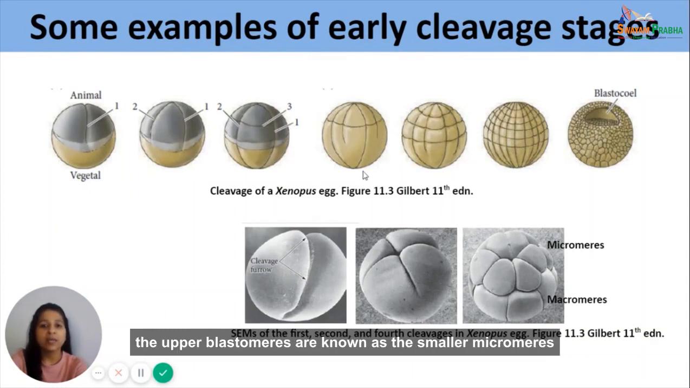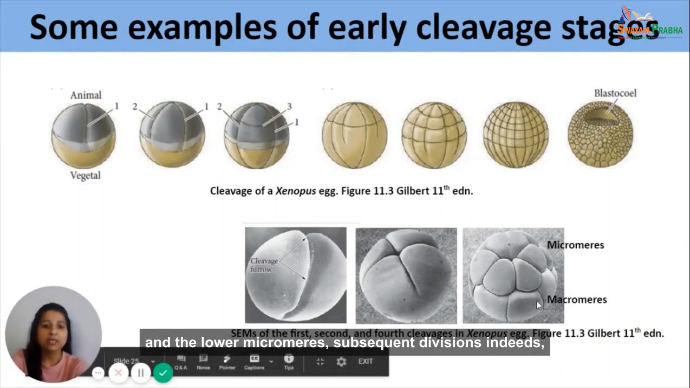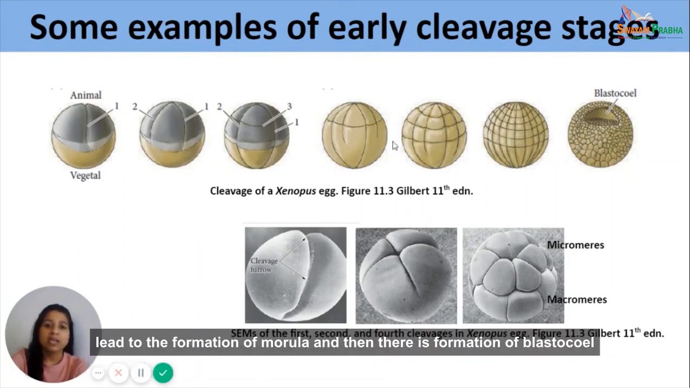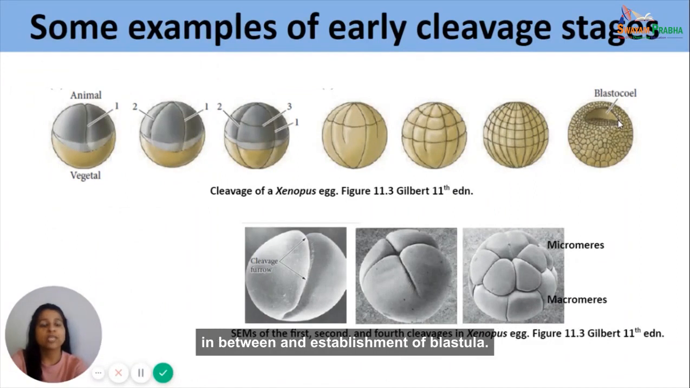The upper blastomeres are known as the smaller micromeres and the lower, the macromeres. Subsequent divisions in these lead to the formation of morula, and then there is formation of blastocoel in between and establishment of blastula.